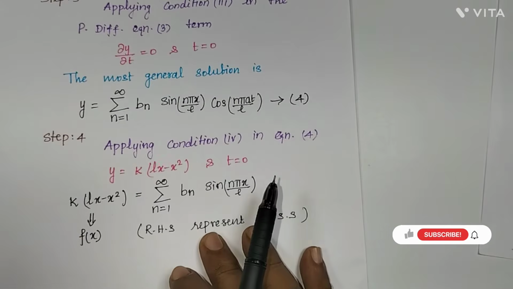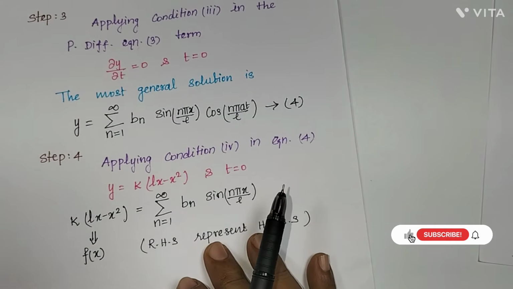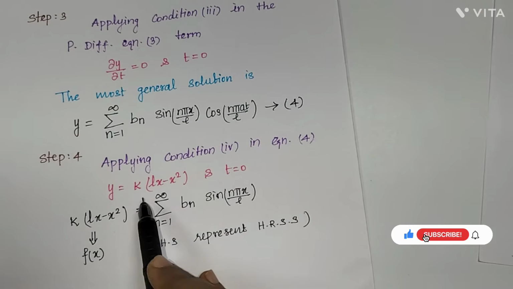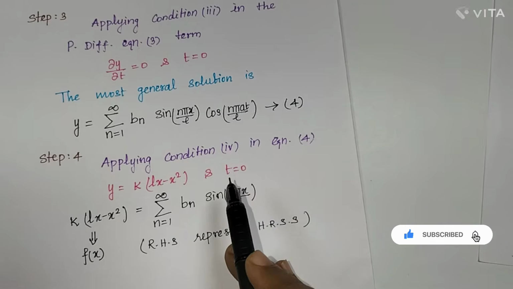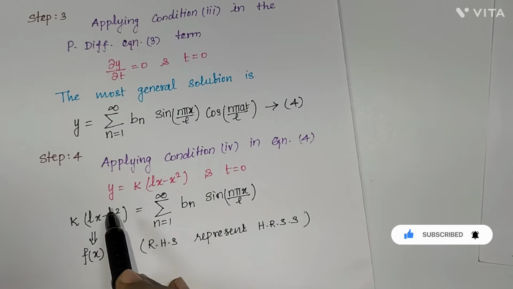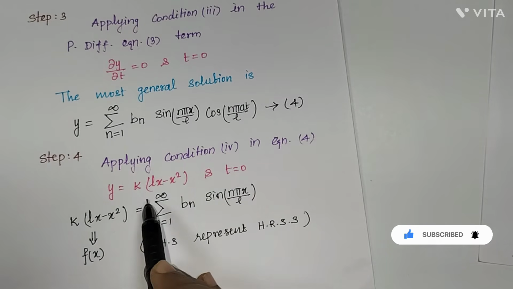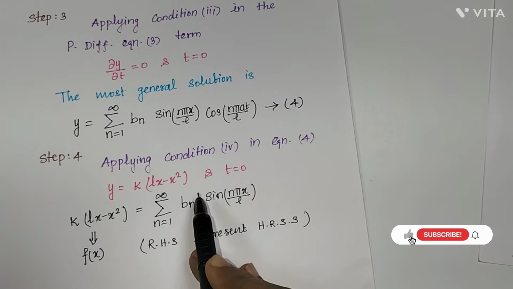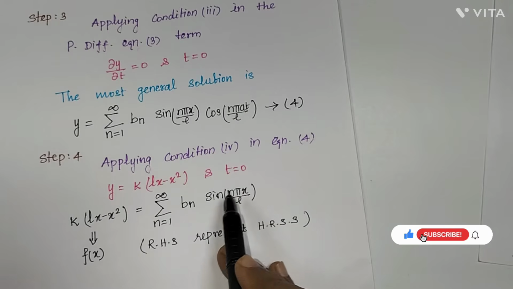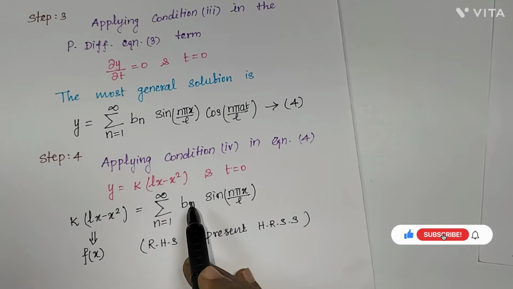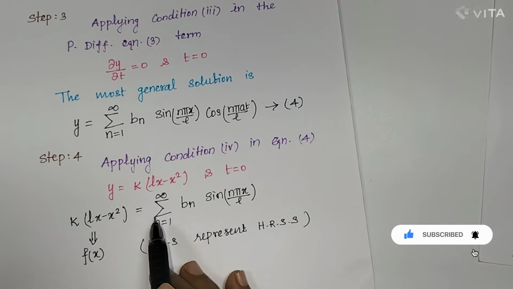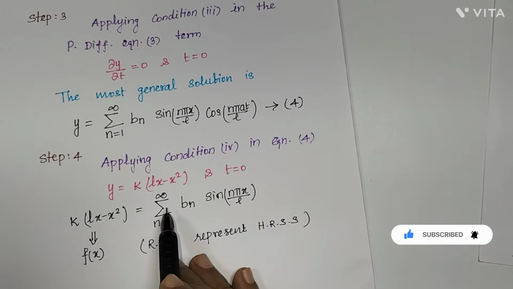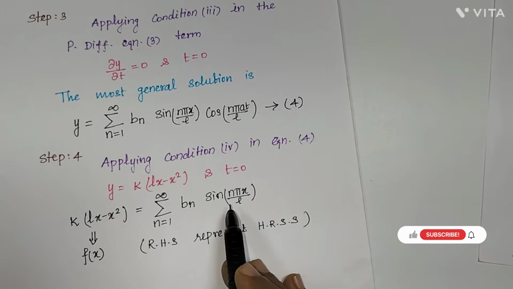From this equation 4, I am going to substitute condition 4, that is y equal to k of (Lx minus x square) and t equal to 0. Generally, as in the working rule, we substitute y equal to f of x and t equal to 0. Here I am going to substitute f of x equal to k of (Lx minus x square) and t equal to 0. When substituting condition 4 in equation 4, I will get the left hand side, k of (Lx minus x square), equal to the right hand side, sum of n equal to 1 to infinity b_n sin(n pi x by L).